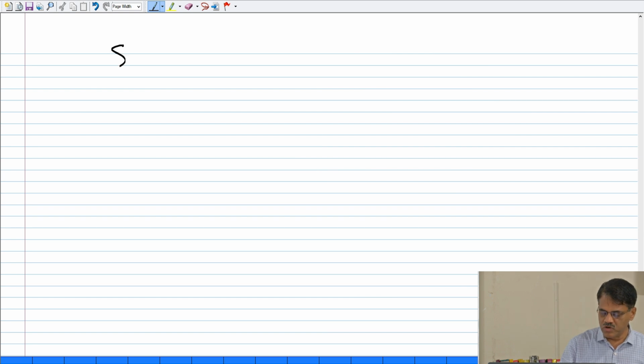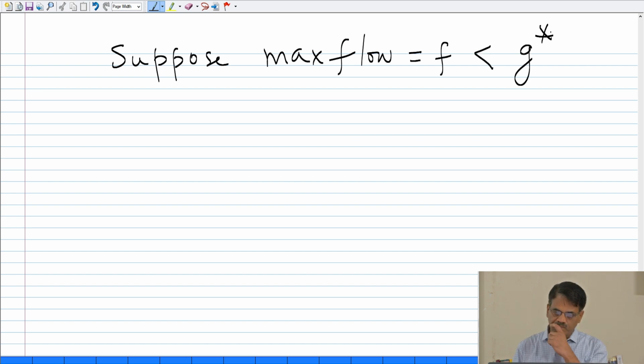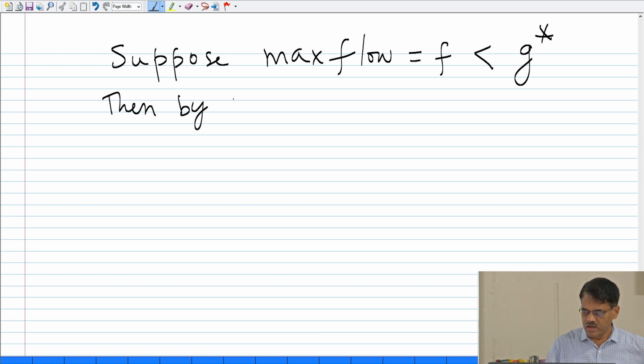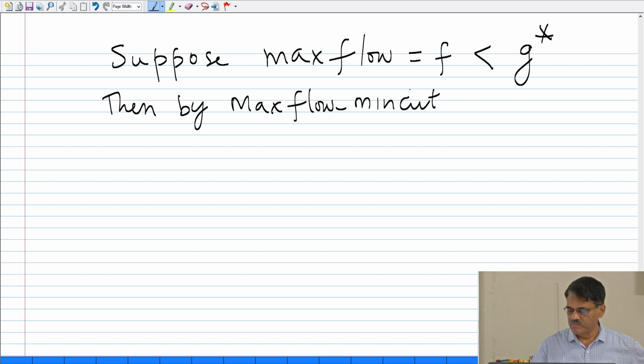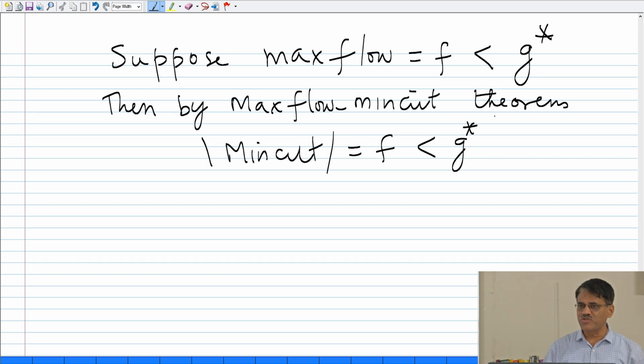So, suppose f is strictly less than G star, then by the max flow min cut theorem, the min cut size is also equal to f, less than G star. Not just that, the max flow algorithm will actually give you a min cut as well. That is the beauty, right.